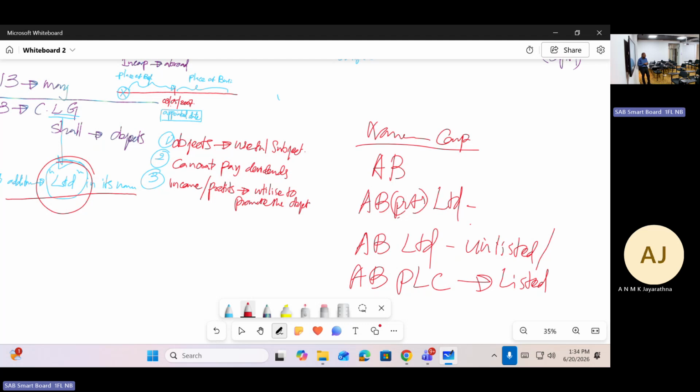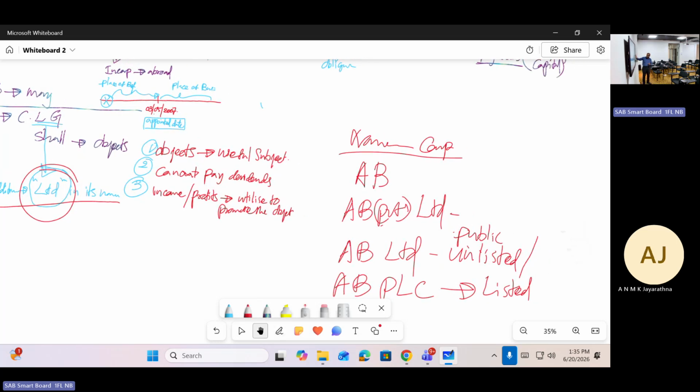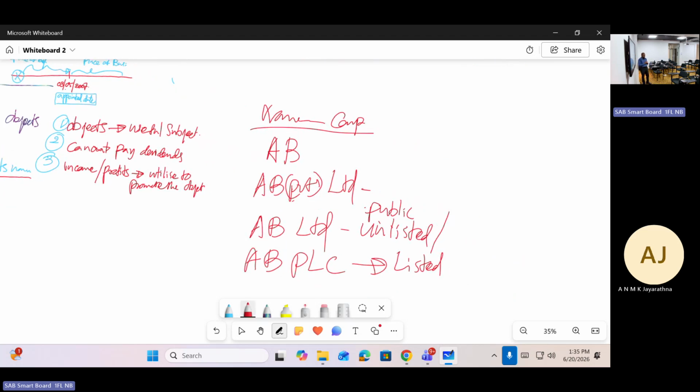AB limited. I told you it's listed or unlisted. Public, unlisted. Listed means public. We don't specifically mention public. This is public, unlisted. Right? What else? Another type we can recognize.